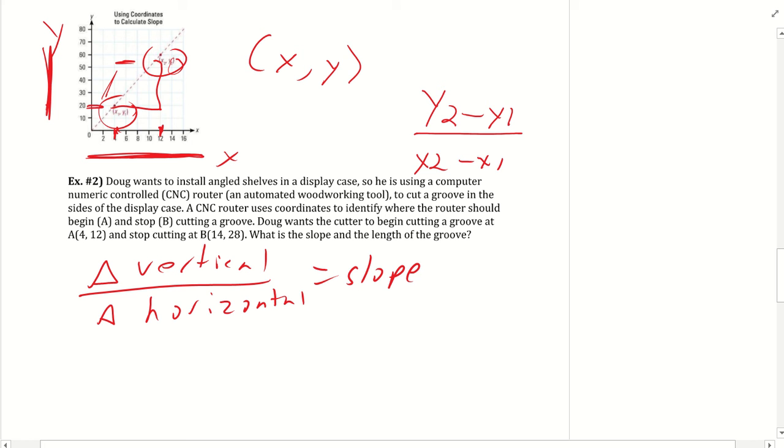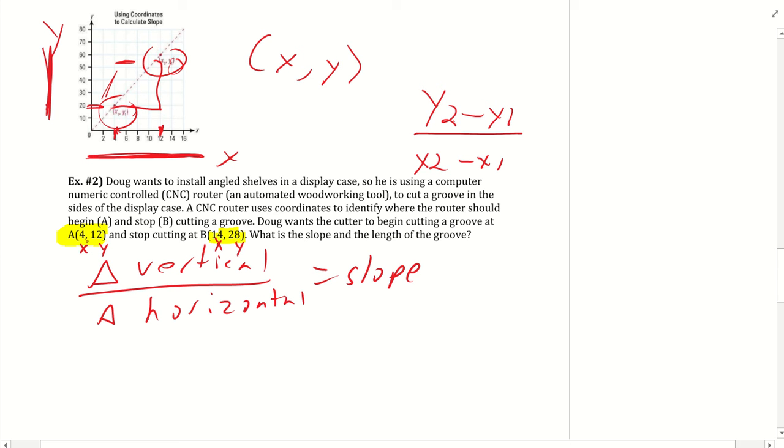So when you look at something like this, and it gives you one point here, A at (4, 12), I would know that my x here is 4 and my y is 12. On that same line, to get to B, you can see here that 14 would be my x and 28 would be my y. Now where do these little 2's and 1's come from?